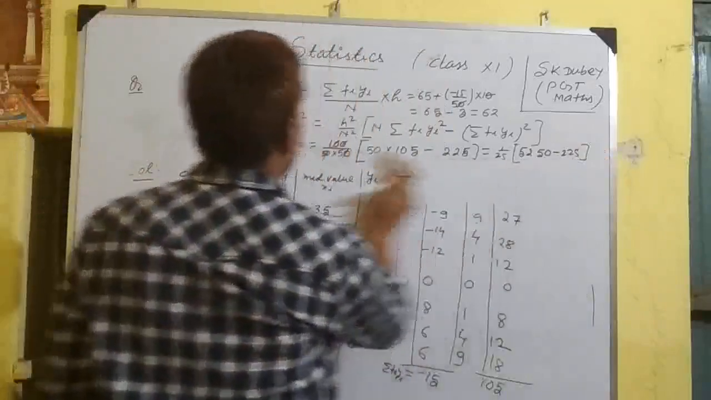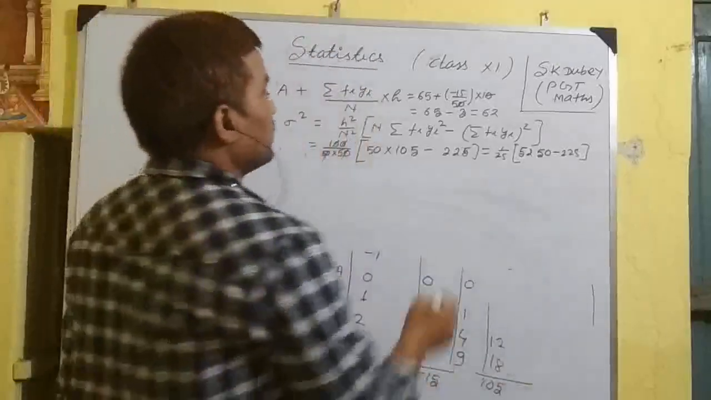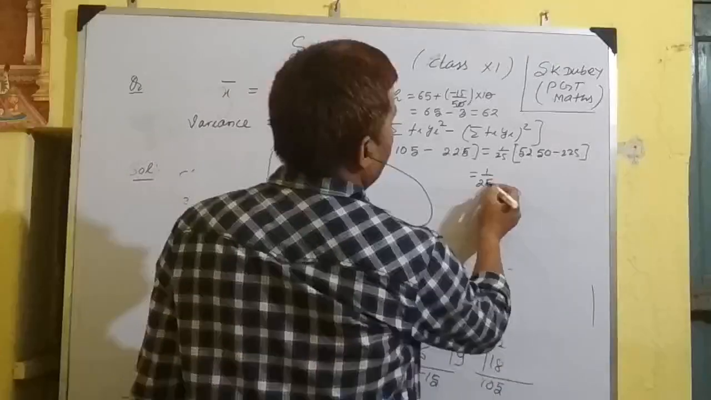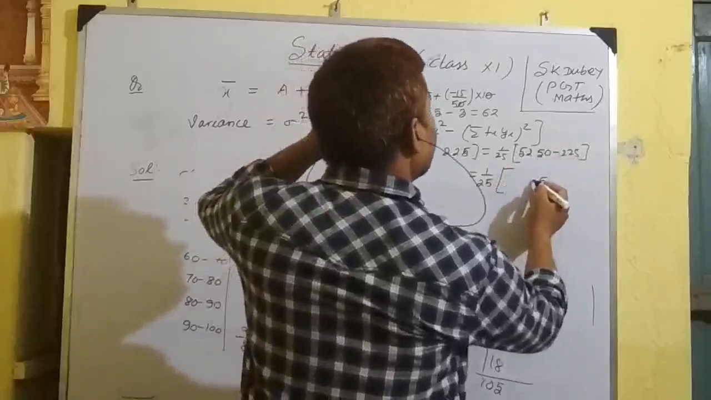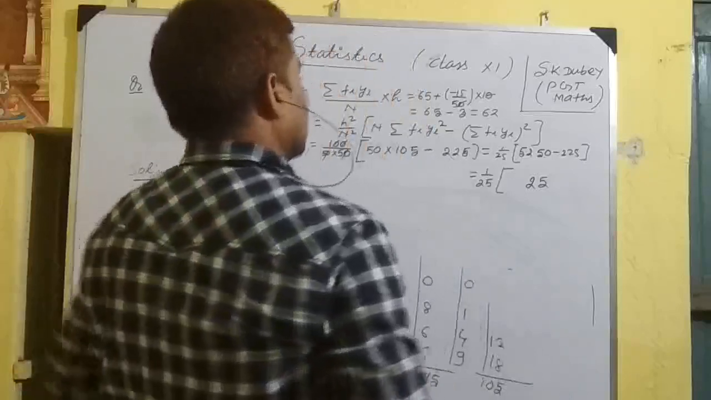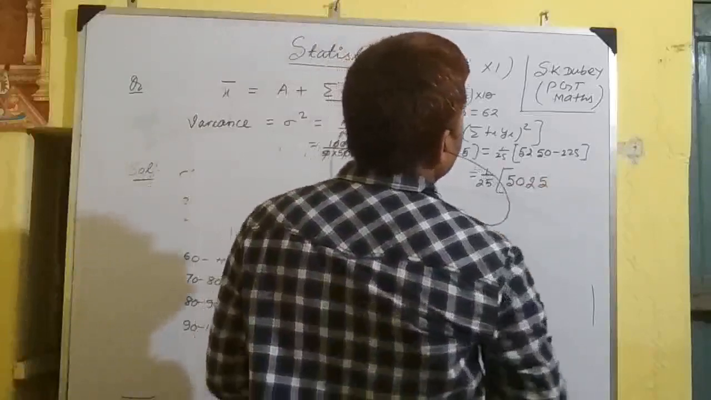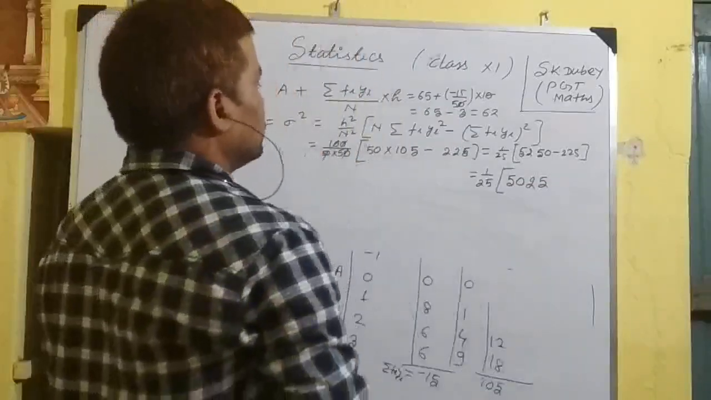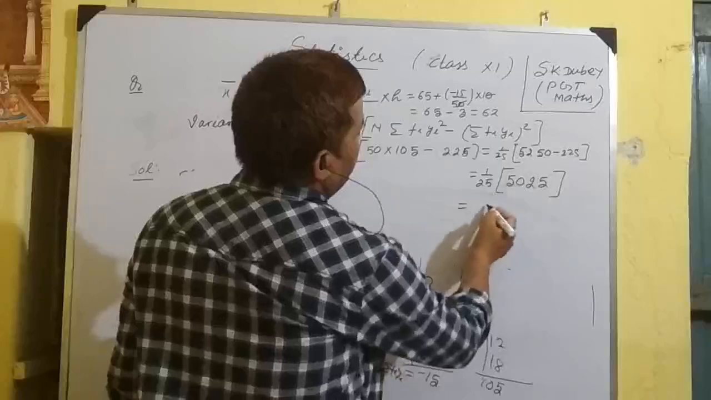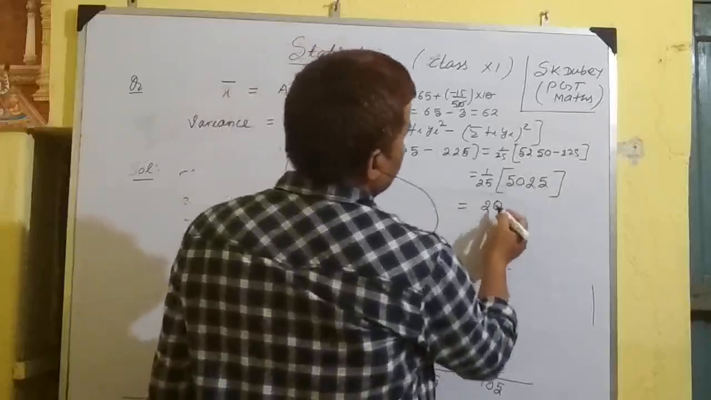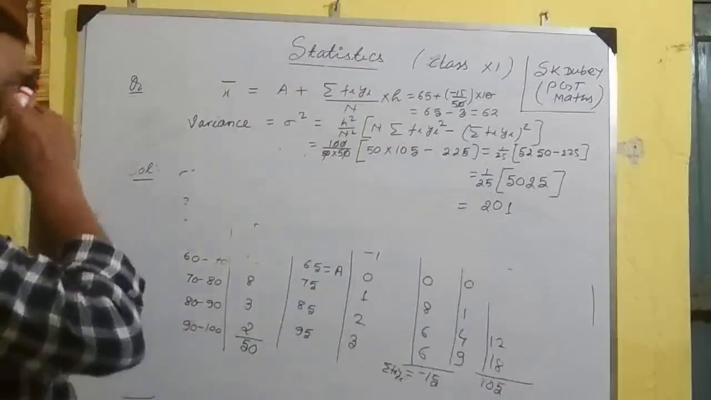Now this is 1 by 25 into 5025. If we divide it by 25, we get 201. The variance of the given data is 201.